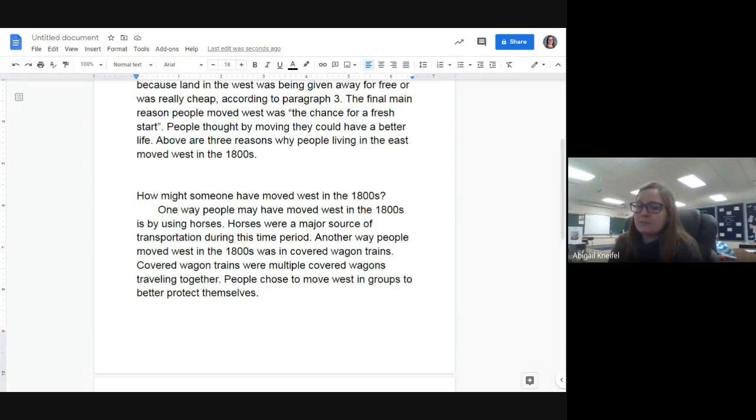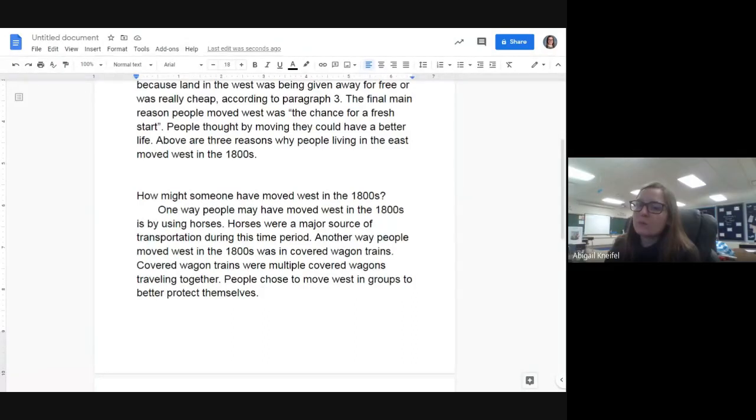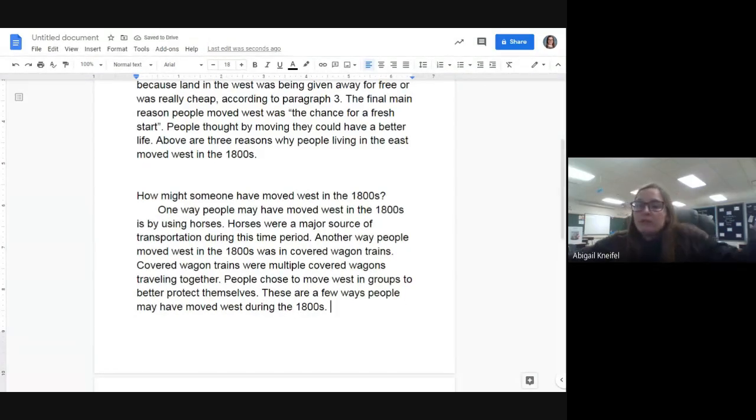Isabella Hanlon. I chatted, but I'll just say it. These are the materials they use to move west. Okay, so I don't want the word materials. I just want it's how. So these are a few ways people may have moved west during the, I love to put the date, that way people aren't thinking it's today, during the 1800s. Wow, cool. I'm just telling you, these are some ways.